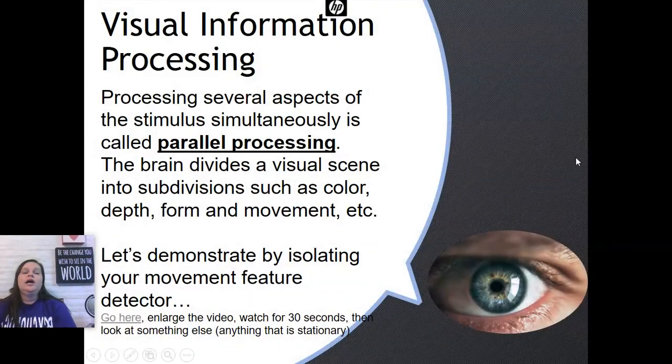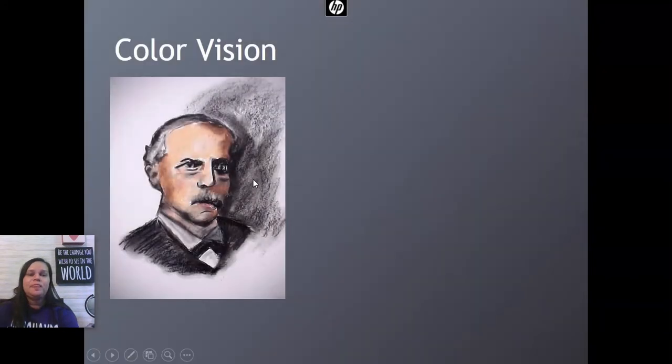Our brain has the ability to process multiple aspects of visual information at a time, and we call this parallel processing. And this is kind of occurring in that visual association area where we talked about lots of things happening at once. It can divide a visual scene into subdivisions. So while we're looking at one thing at one time, there's all these little zones that it'll create. And it can create them based off of color, depth, form or shape, and movement. In this one, we just have to demonstrate in class, and we'll see. So we'll do some parallel processing there.